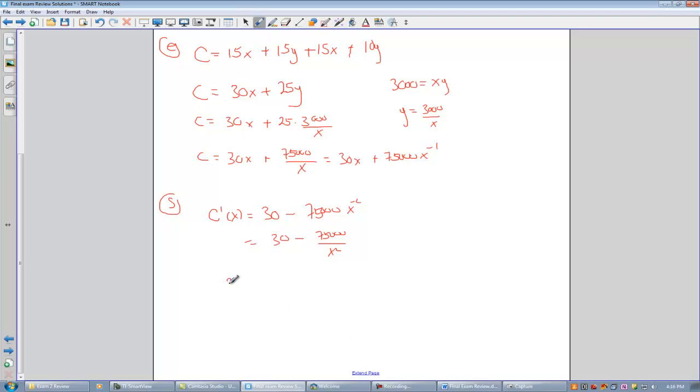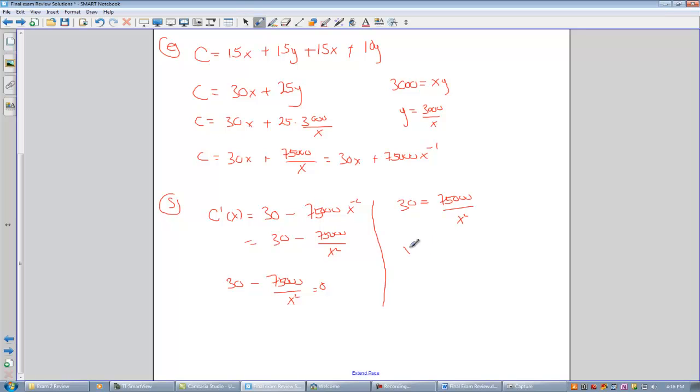All right, so now I set this equal to 0, so 30 minus 75,000 over x squared equal to 0. Remember, we're setting it equal to 0 because when the derivative is 0, you get maximums or minimums, right? Because you either have peaks or valleys. And so I set the derivative equal to 0, and I solve for x. So to solve this for x, let's just move over the 75,000 divided by x squared. So you add this to both sides.